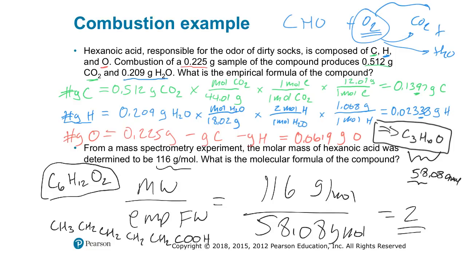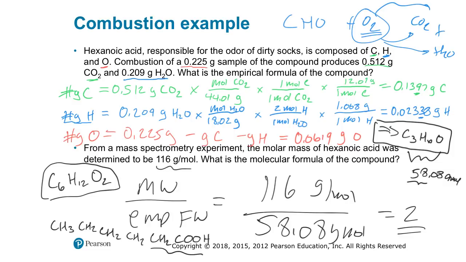So actually it looks like acetic acid. Acetic acid is this with a CH3 COOH. So this is like acetic acid with a longer tail. Interestingly, we eat and consume, or can consume, acetic acid. Probably don't want to consume too much of this hexanoic acid, since it has the odor of dirty socks.